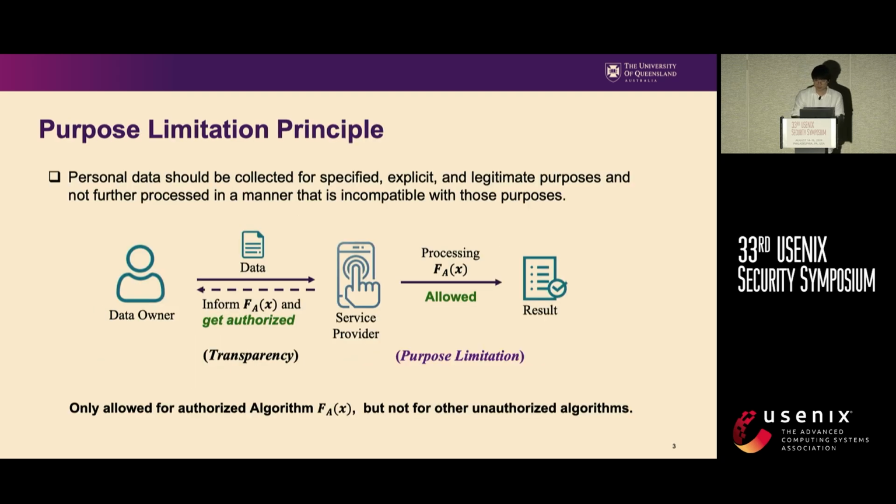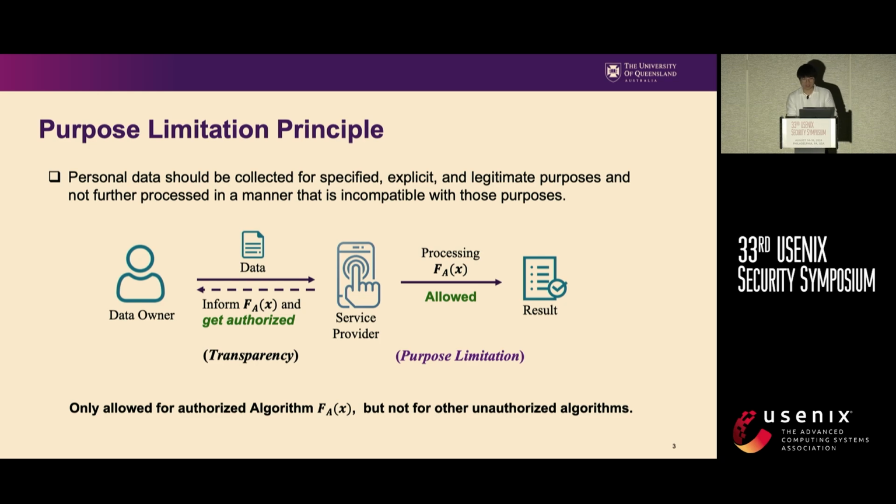In this figure, you will see two participants, the data owner and the service provider. Before the service provider can collect any data from the data owner, they must first inform the data owner about the specific algorithm, in this example F_A, that will be used. The data owner can then give consent for this process to move forward. This stage represents the concept of data transparency.